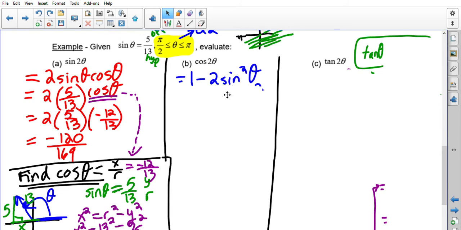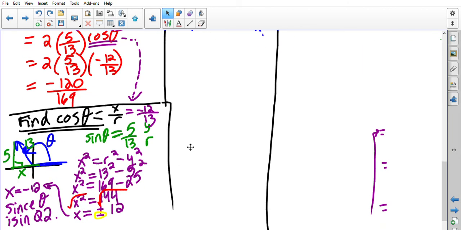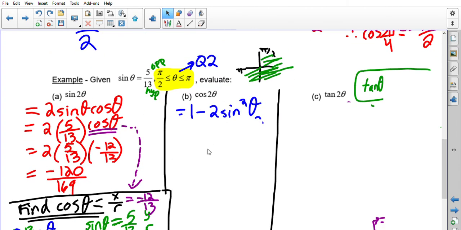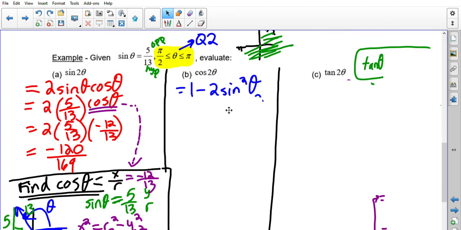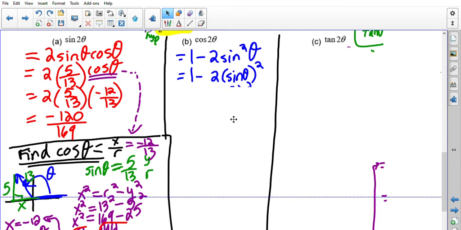Okay. If I used the other 2 variations of cos 2 theta, those both involve knowing what cos theta is. So that would have involved more work. In this scenario here, you already did the work for cos theta, so you can honestly choose whatever formula you want. I am just going to go along with this one. So that's 1 minus, remember I'm rewriting it as just sine theta squared. If that helps you, please do so.